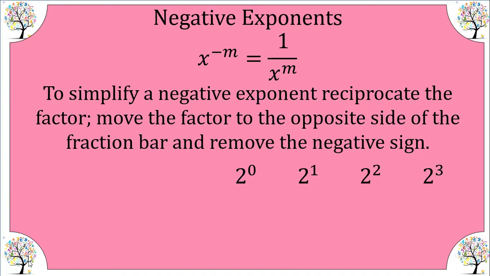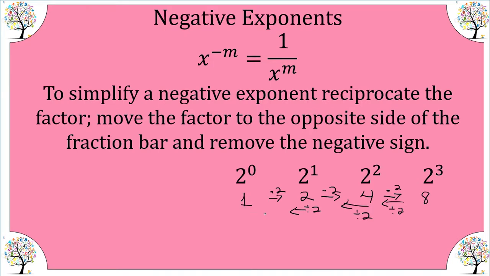So let's take a look at why this is. We know that 2 to the 0 is 1, 2 to the 1 is 2, 2 to the second is 4, and 2 to the third is 8. The way we did that is we multiplied by 2. Then when we reverse it and divide by 2, we get our expressions decreasing. So 8 divided by 2 is 4, 4 divided by 2 is 2, 2 divided by 2 is 1.